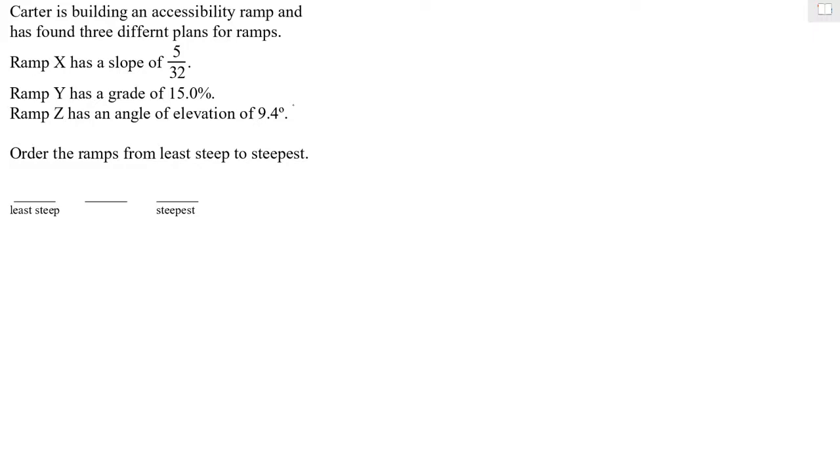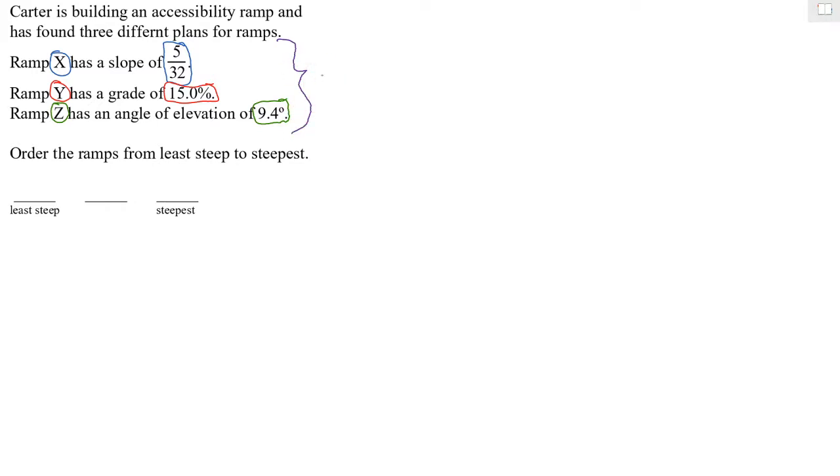Carter is building an accessibility ramp and has found three different plans for ramps. Ramp X has a slope as a fraction of 5/32. Ramp Y has a grade of 15%, and ramp Z has an angle of elevation of 9.4 degrees. So the idea is going to be that we need to compare these three things in the same format.